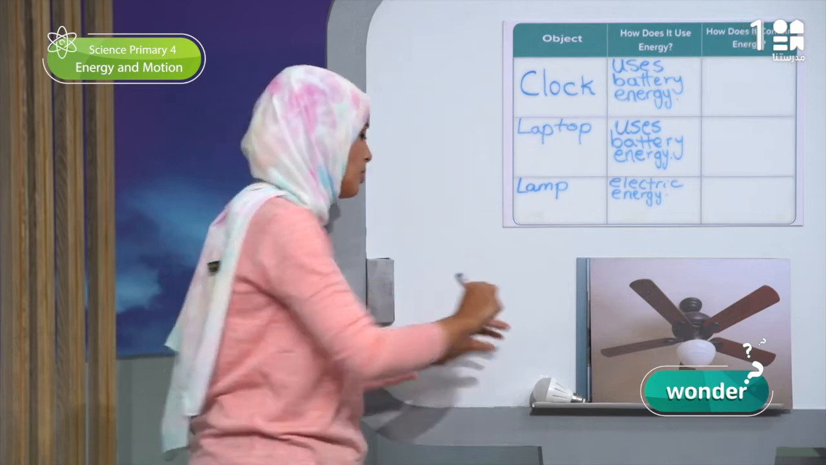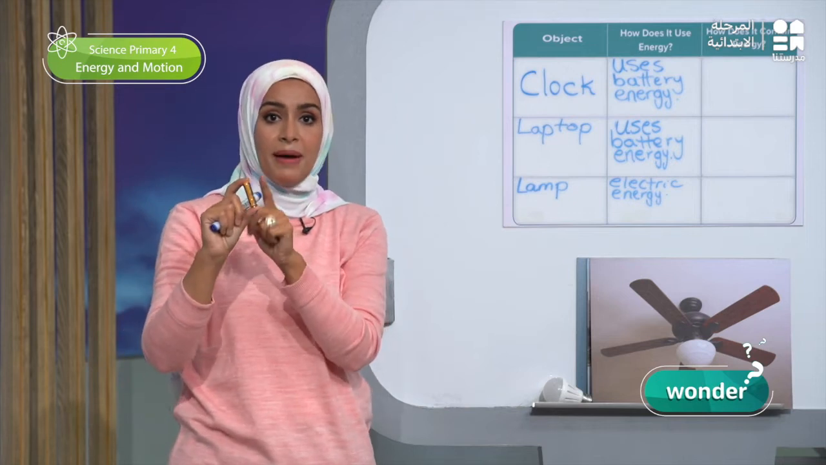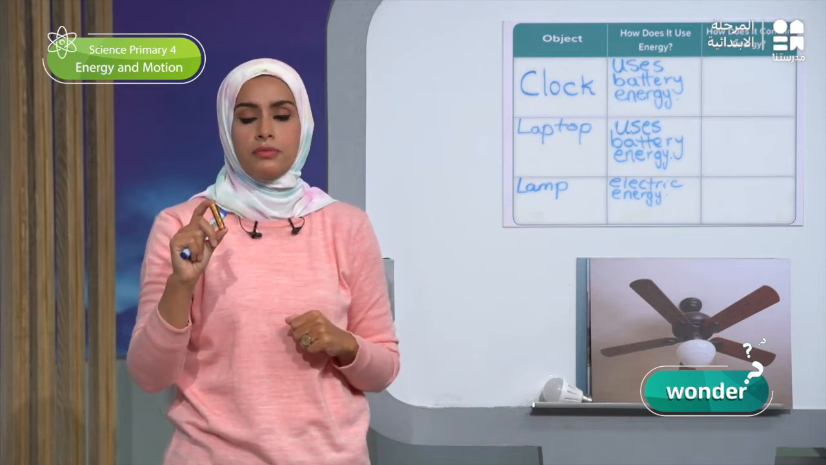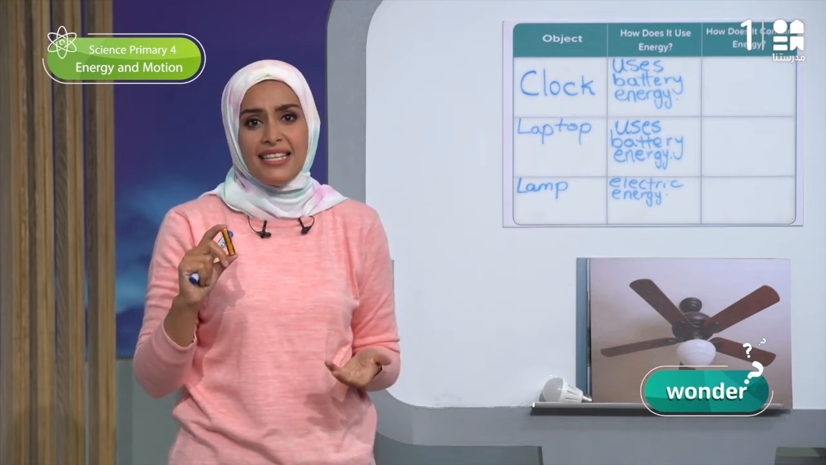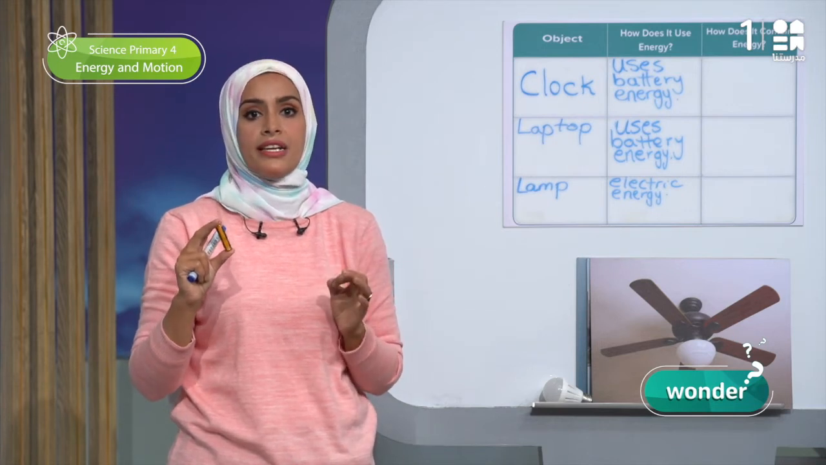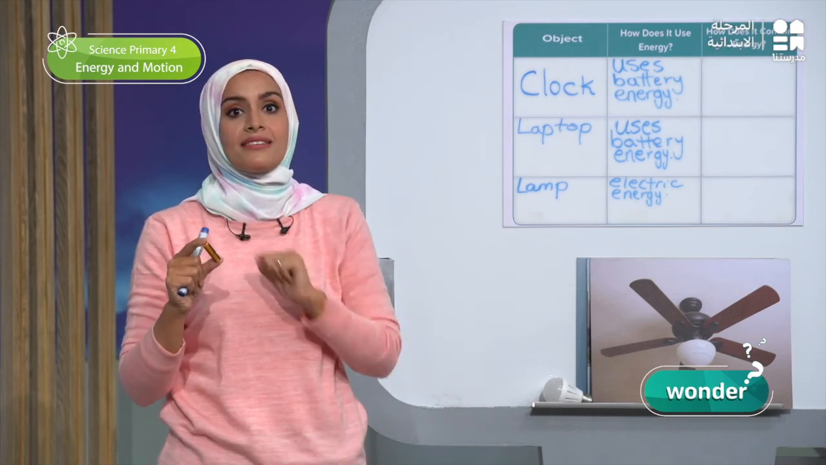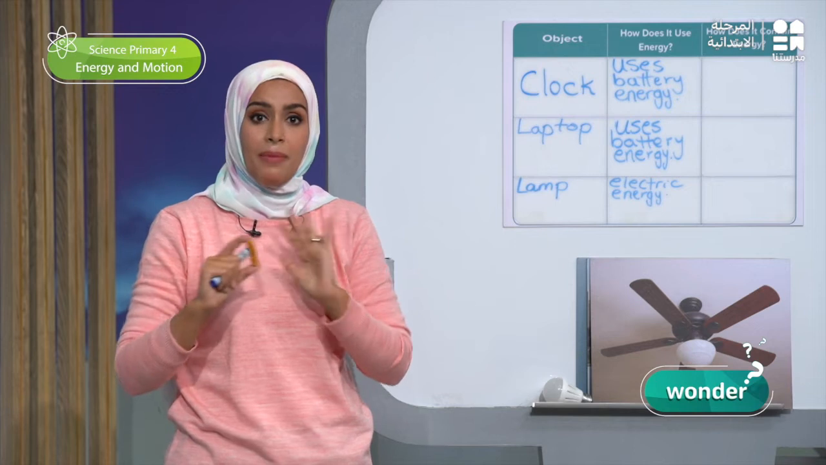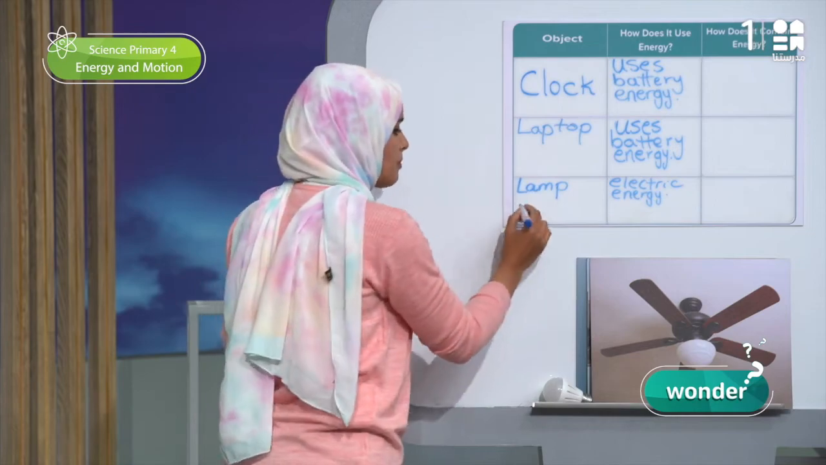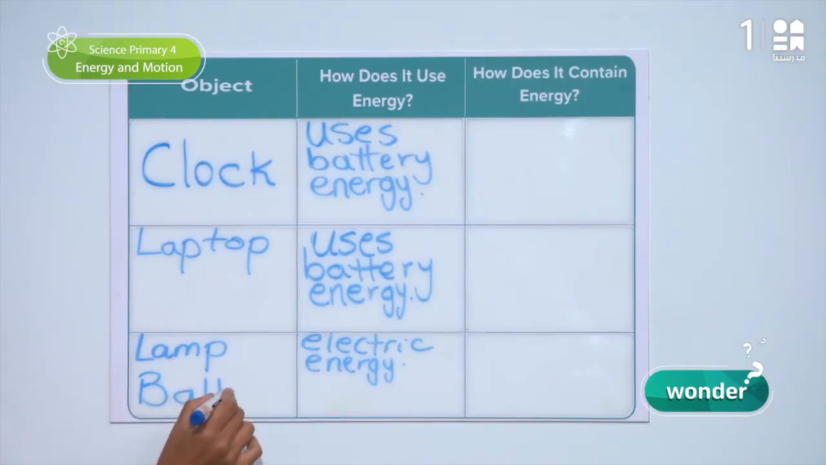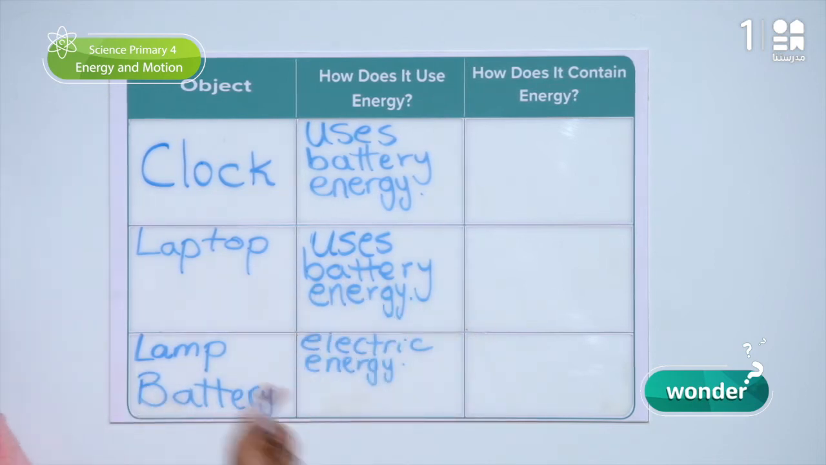What about the last object that I got? The last object that I got is the battery. This battery doesn't move, but it helps in moving the clock hands of the clock. So it has energy. I wonder if it uses energy or it contains energy. I will leave this cell blank until I search and then go back to complete it later. Let's write the battery now, and through our study we will know whether it has energy inside it or uses energy to work.